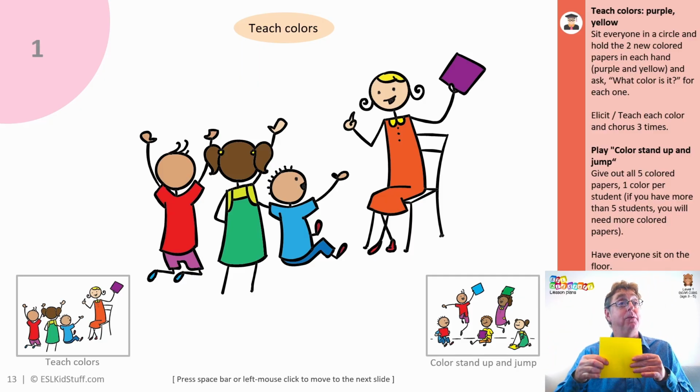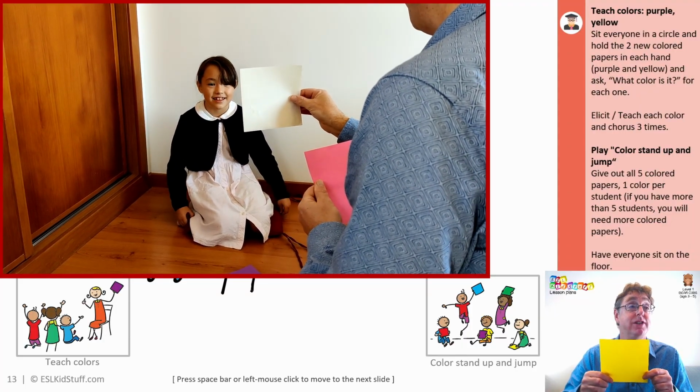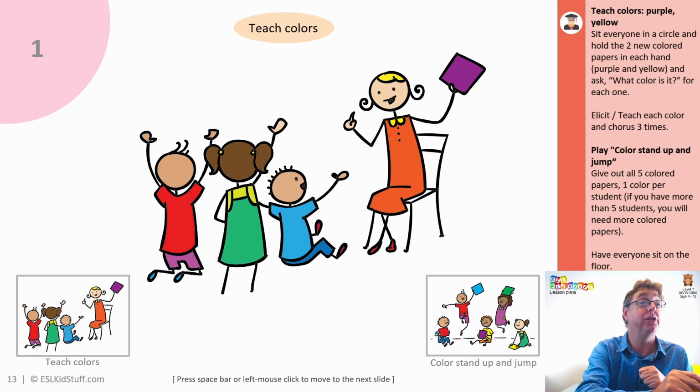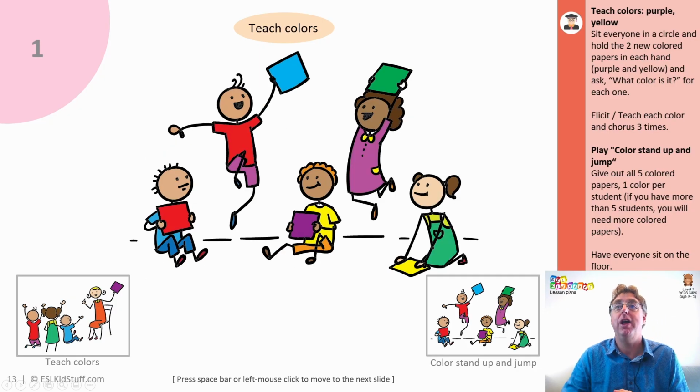Hold up the yellow. What colour is it? And chorus, or teach first, then chorus yellow. And do the same thing, chorus it 3 times, and then pass around the circle. Everyone's saying yellow and passing it around. Okay, then we'll play colour, stand up and jump. Okay, so now we've got 5 colours in total. So give out all 5 coloured papers, 1 colour per student.